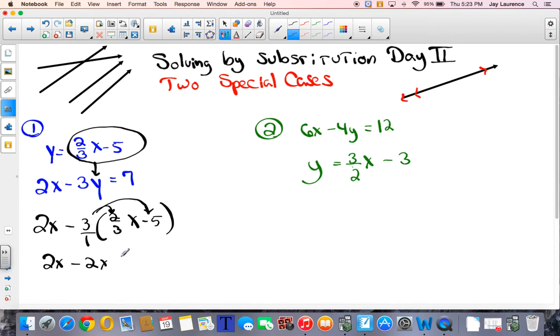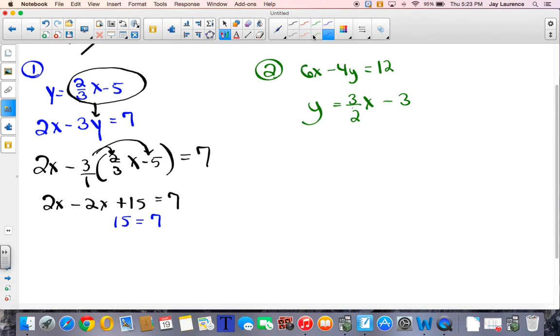So -3 times -5 is 15, and that needs to equal 7. I forgot that from my equation. Sorry about that. Now, if I combine like terms, these two cancel out, and I get 15 equals 7. Let me ask you this, Mr. Cooper. When does 15 equal 7? Gee, Mr. Lawrence, it never equals 7. That's right, Alex. Good job. This system will have no solution.